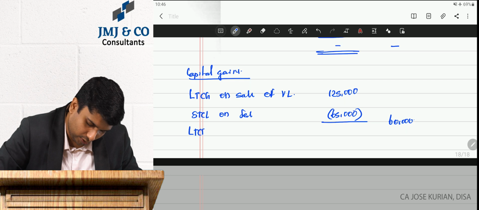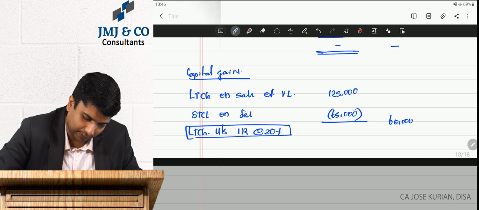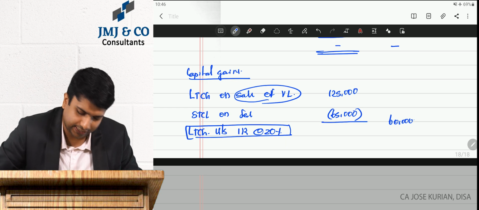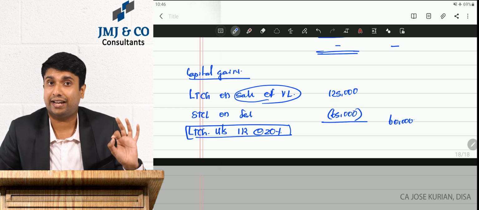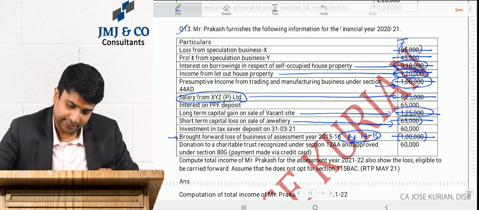That is the remaining long-term capital gain, and it is normally taxed under 112. All right. Normally the rate is 20% because it is the balance long-term capital gain on sale of vacant land. So it is normally taxed at 20% flat. Hope you remember the rate of tax under 112. Now, is there anything else?